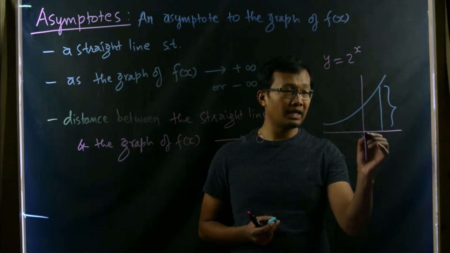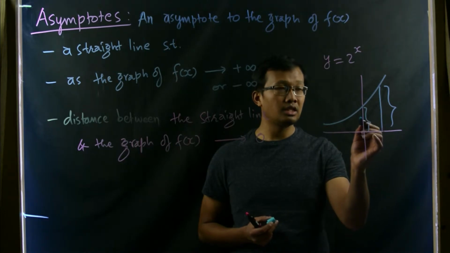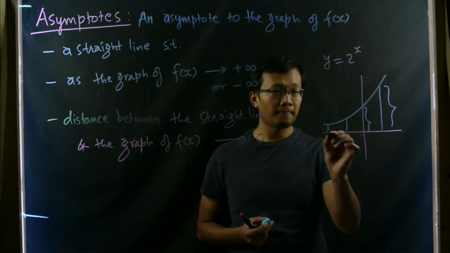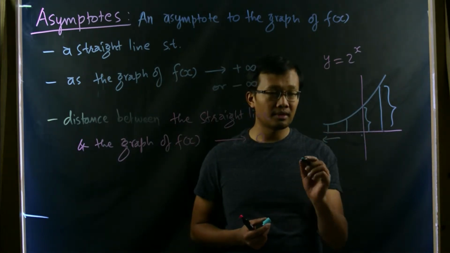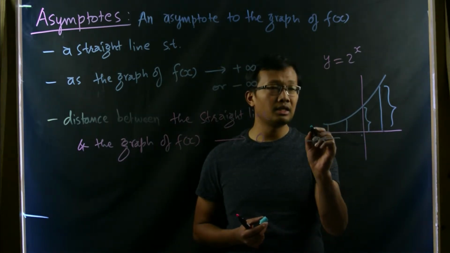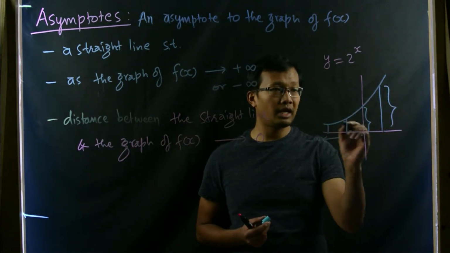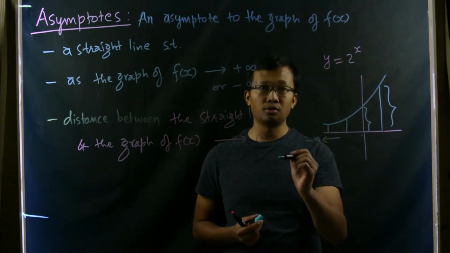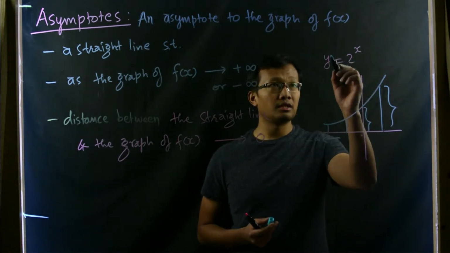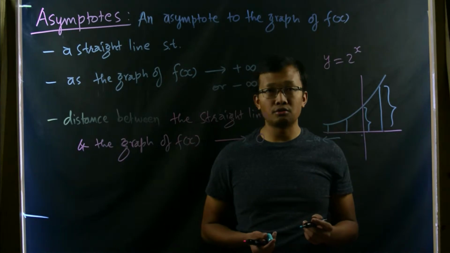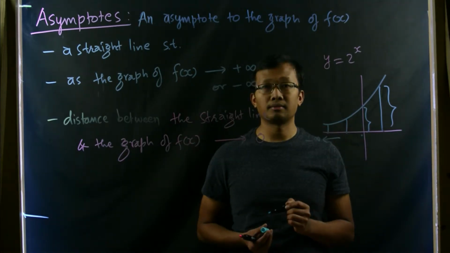Then when we are at x equals 0, this is the distance. The distance is getting lesser and lesser. And as we approach negative infinity, the distance between this graph and the x-axis goes towards 0. So in this case, the exponential function y equals 2 to the power x has the x-axis as an asymptote.